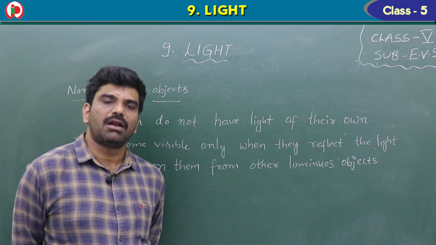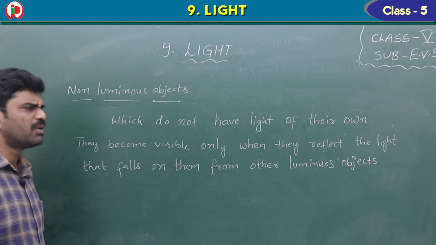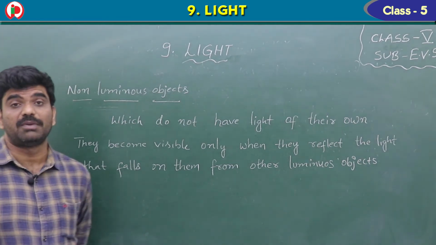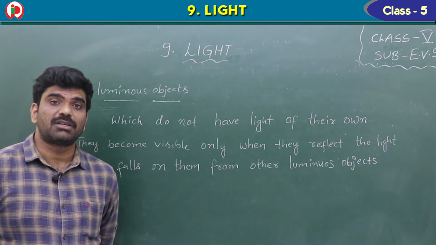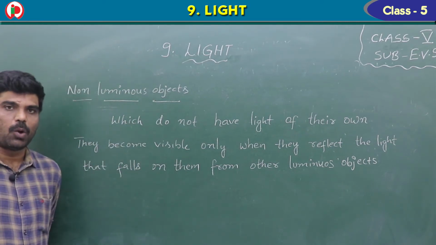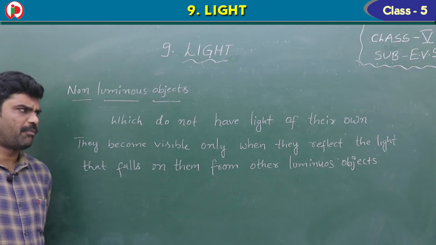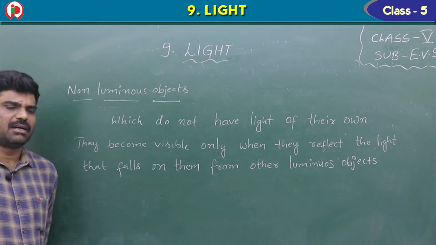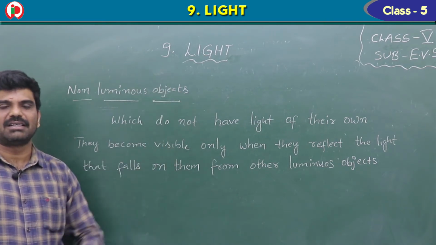Now let's see the non-luminous objects. Non-luminous objects are those which do not have light of their own. So the difference between luminous and non-luminous is that luminous objects have light of their own, whereas non-luminous objects do not, but they become visible only when they reflect the light that falls on them from other luminous objects. For example, earth is a non-luminous object. It will be visible only when sunlight falls on the earth.